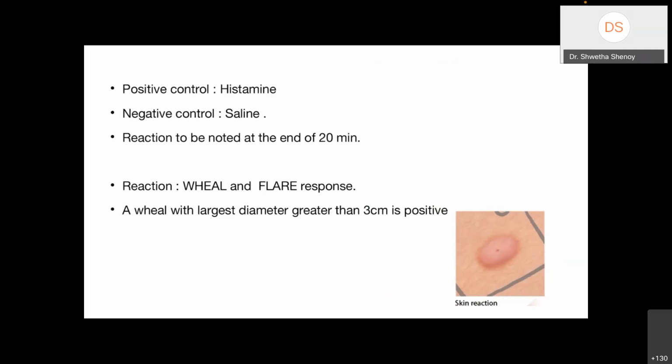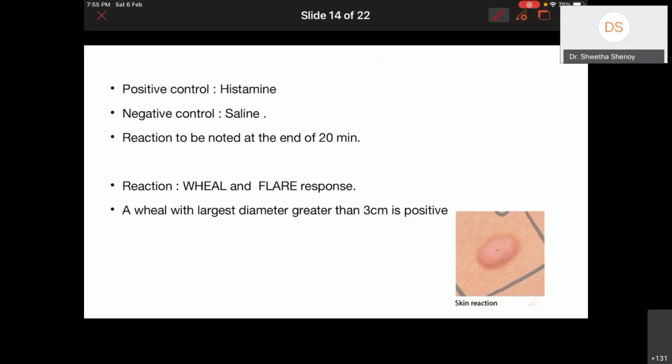Now, after we've placed all the allergens and pricked, we wait for 20 minutes for the wheal and flare reaction to take place. Once the wheal and flare reaction takes place, we measure it. The largest diameter, when it is more than 3 centimeter, is considered a positive skin prick test.